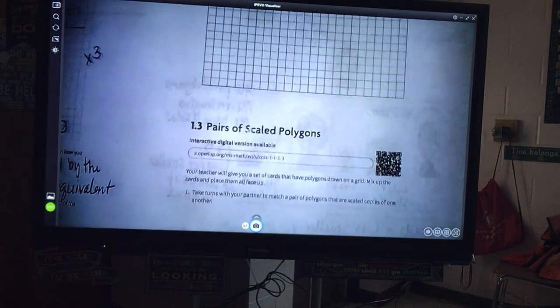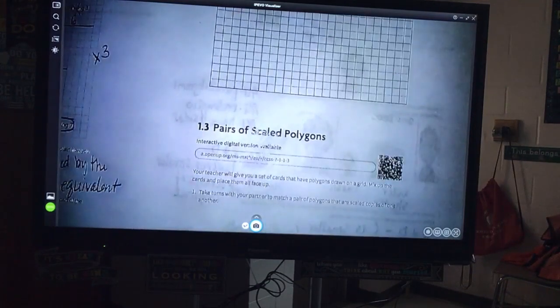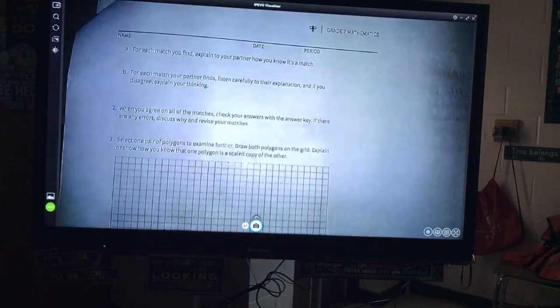Alright, the last part that you guys are gonna do today is you and a partner are gonna get a stack of these cards. You are going to have to mix them up, put them face down. You're gonna take turns with your partner to match the pair of polygons that are scale copies of one another. So flip it over. For each match you find, explain to your partner how you know it's a match. For each match your partner finds, listen carefully to their explanation, and if you disagree, explain why.